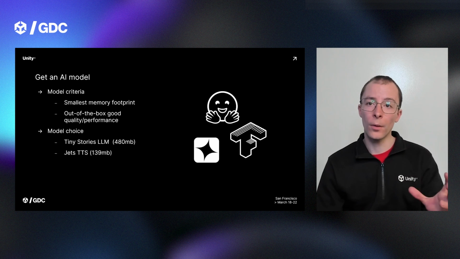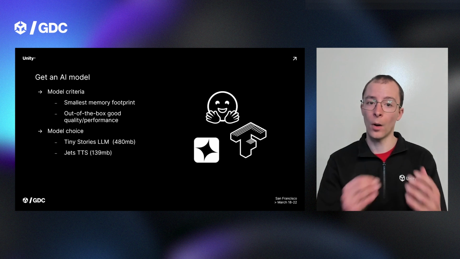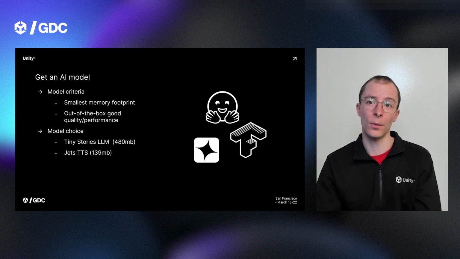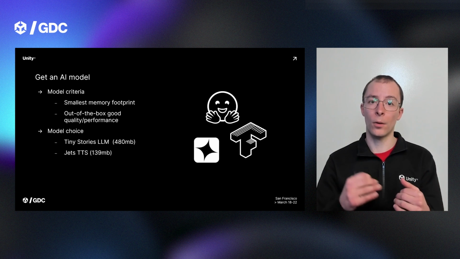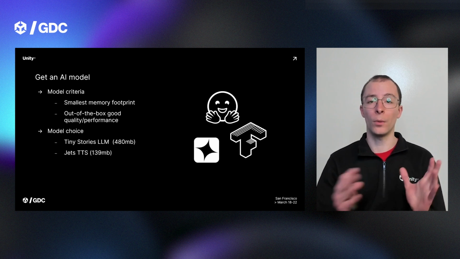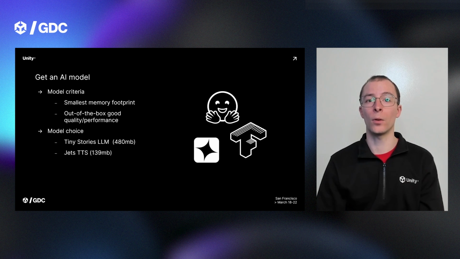One for the language model that was TinyStories. That was a really small model, around 500 megabytes, so not a big deal. And the text-to-speech was a model called JETS. And again, it was really small, around 140 megabytes. So it was really a no-brainer for our use case.